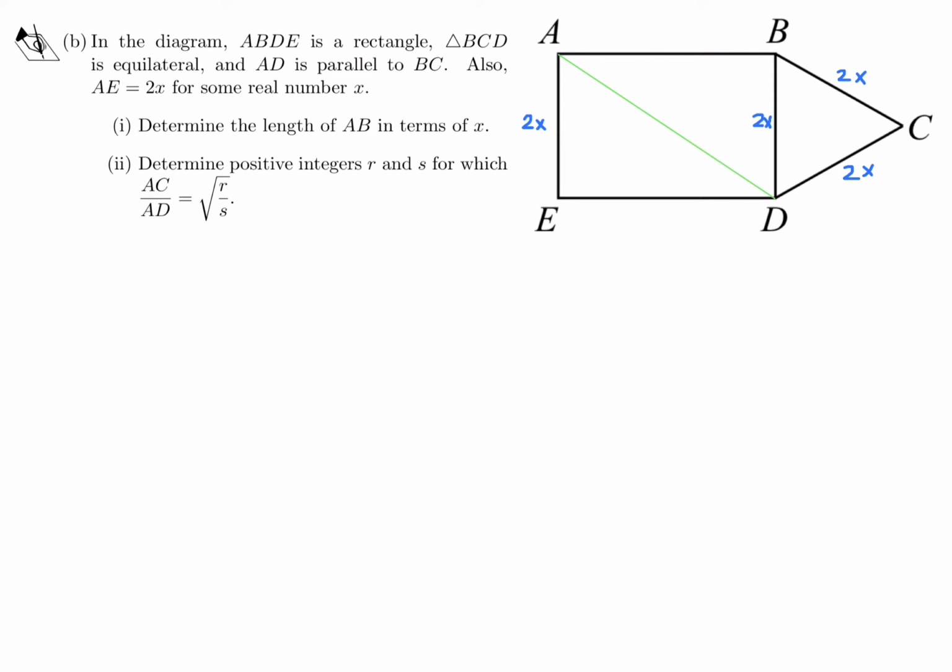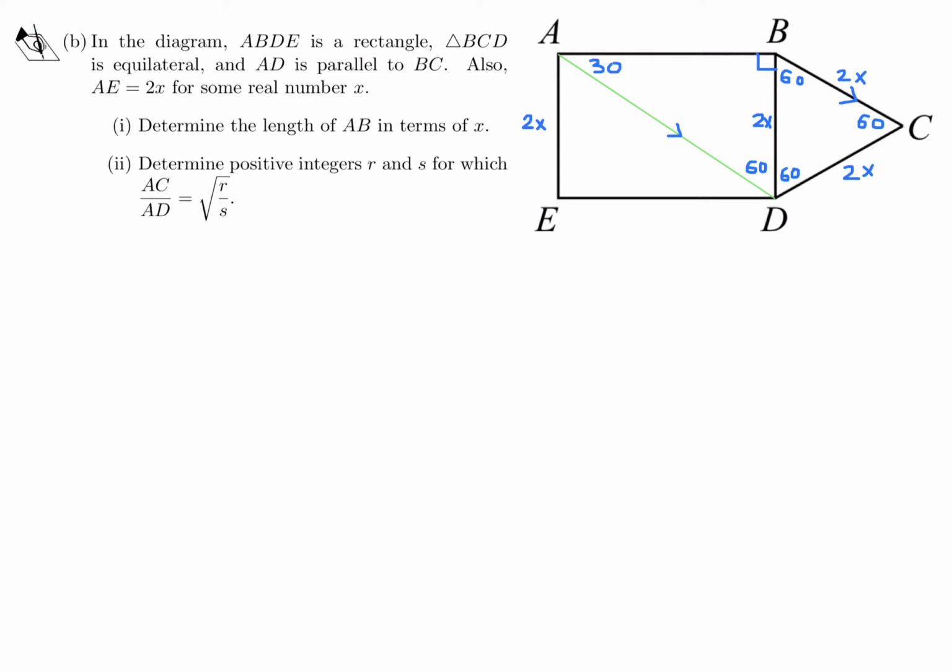Now, one very important point is that AD is parallel to BC. If AD is parallel to BC, we can use the Z pattern to figure out the angle. This is an equilateral triangle, so all of these are 60 degrees. And the Z pattern says that this would be the same as that in terms of the angle size. So that means that this is also 60. And since this is a rectangle, that's 90, and therefore that would be 30.